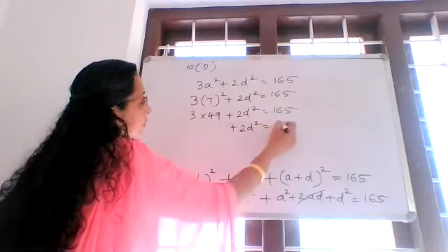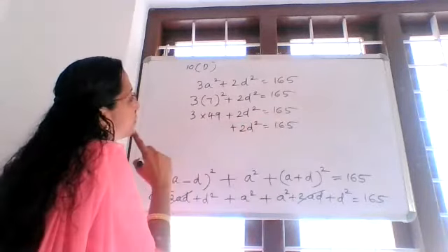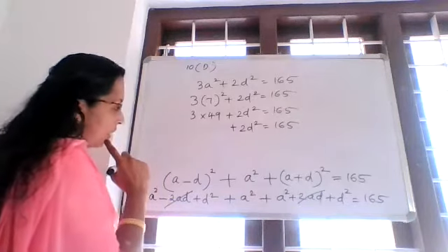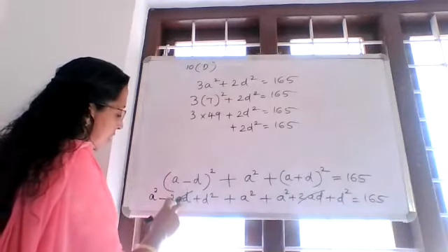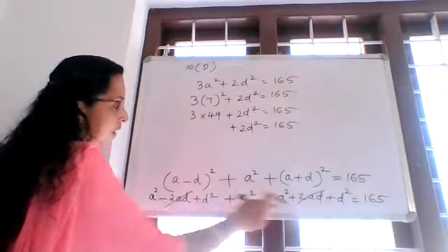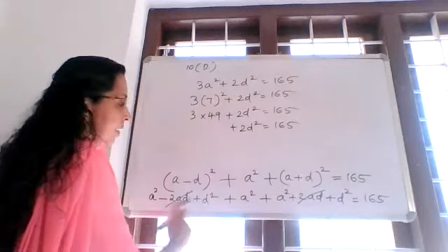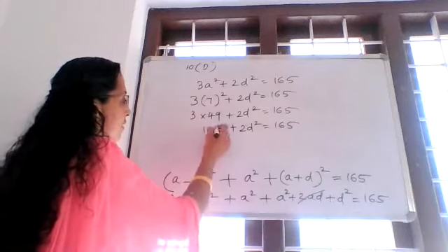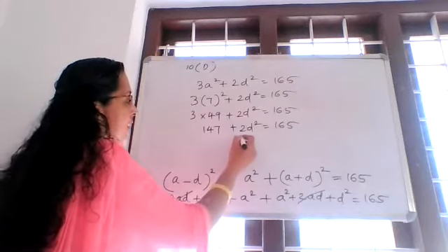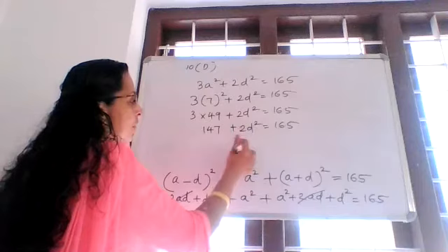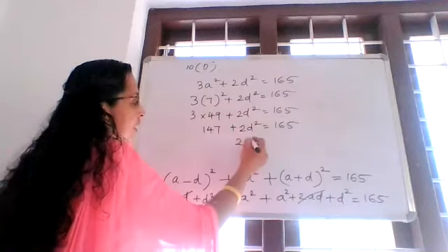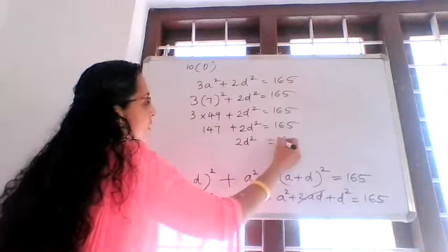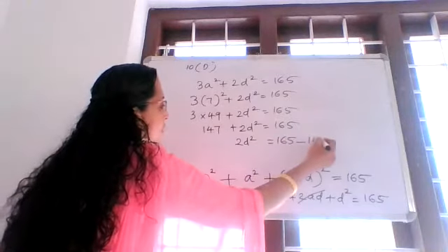2ab square, it will cancel, no? Okay, ma'am, here 2ad will cancel. 147 plus 2d square, then 2d square is positive, so let it be there itself. Don't take it to the right side. 2d square is equal to 165 minus 147.